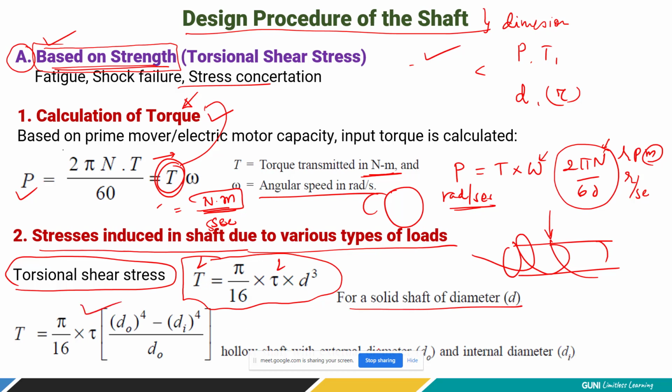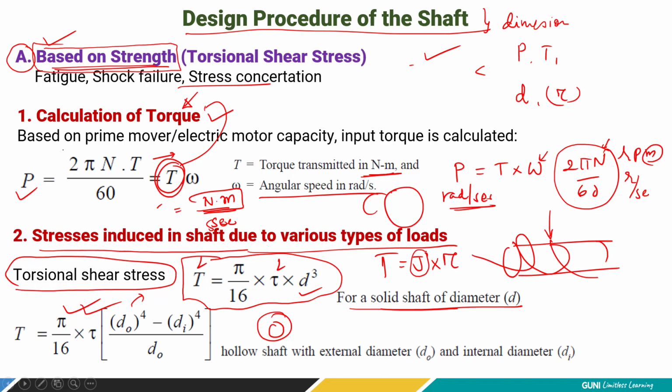If you use this equation, d raised to 4 minus d_i raised to 4, that means outer diameter raised to 4 power and the inner diameter, so this is for a hollow shaft. Whenever you use a hollow shaft for power transmission, you have to use this equation. If you are using a solid shaft, you have to use the other equation, right? The difference is very simple. Torque is nothing but polar moment of inertia into torsional shear stress, right? So polar moment of inertia for a solid shaft is different from the circular, or you can say the hollow one, right?